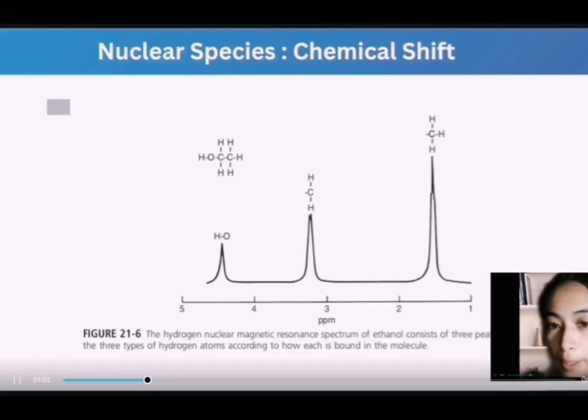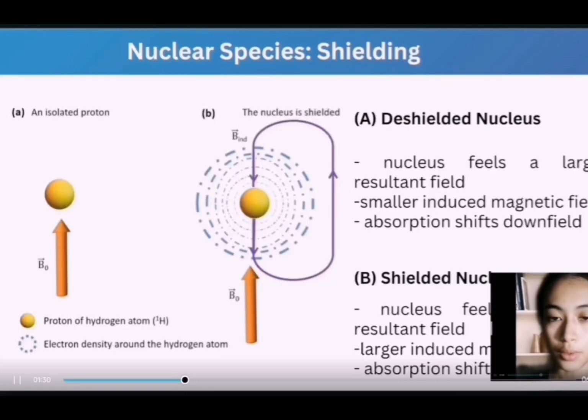So in this ethanol spectrum, it consists of three types of hydrogen atoms, each bound differently in the molecule. So even though they have the same nucleus, which is a proton, their chemical environments are different, and that causes them to appear distinct in this spectrum. Like they have different peaks. So the differing chemical shifts result from how each hydrogen is influenced by the surrounding atoms, allowing us to differentiate and measure them. So to better understand the chemical shift, let us focus on the shielding of the nucleus.